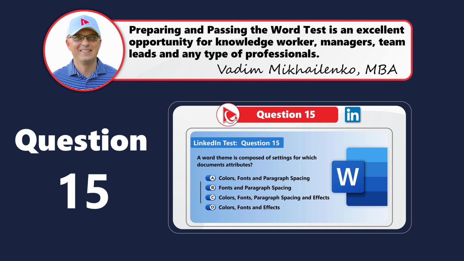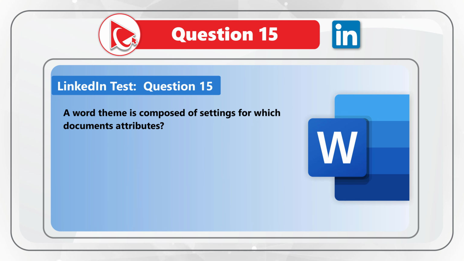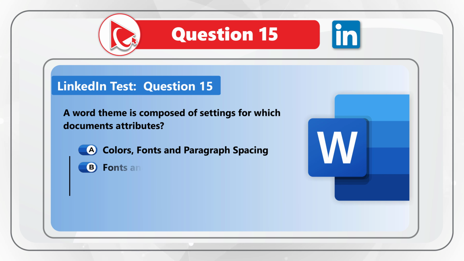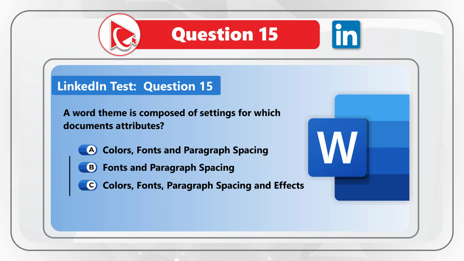I can't believe it. Finally, we are at the last question. Here's question 15. A word theme is composed of settings for which document attributes, and you have 4 choices. Choice A, colors, fonts, and paragraph spacing. Choice B, fonts and paragraph spacing. Choice C, colors, fonts, paragraph spacing, and effects. And last but not least, choice D, colors, fonts, and effects.